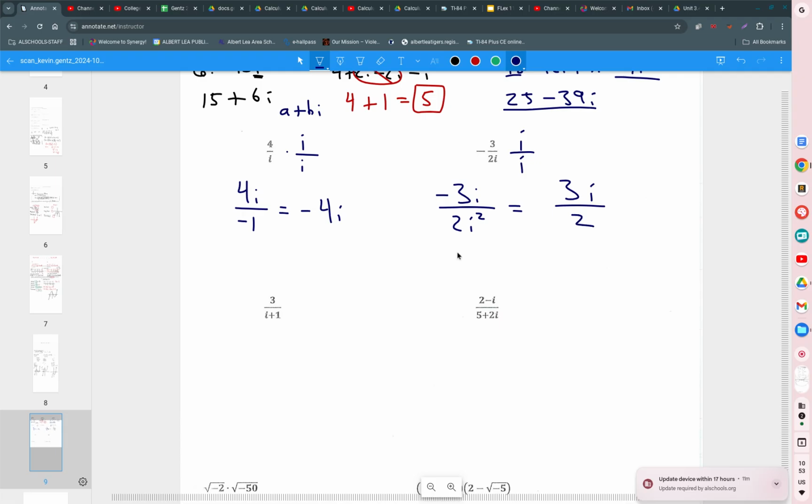And just to be clear, so everybody knows, this is the same as 3 over 2i. Those are equivalent, whether you put the i in the top or off to the side. Just you can't have it in the bottom. What happened to the negative? i squared is negative 1, and so the negatives cancel.